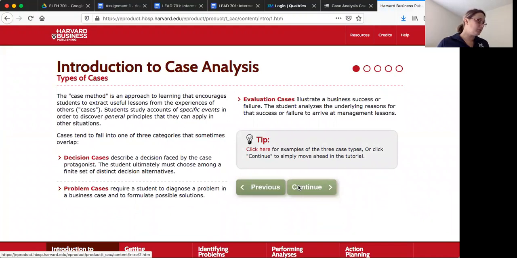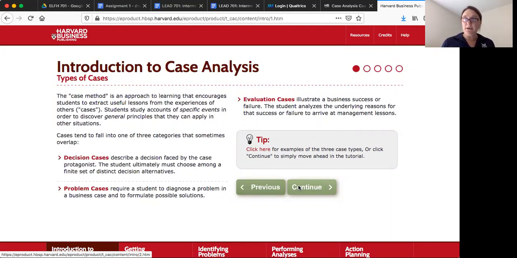The first thing is making sure that you are aware of the three different types of cases. So of course the decision-making case. This is a case where there's going to be a choice, some type of decision to be made between sets of alternatives, looking at a specific protagonist, a sport manager, some type of decision maker. The easiest way to recognize these cases is that there's a set of alternatives presented to you. So if you see the case say the protagonist can choose A, B, or C, it's likely a decision case.